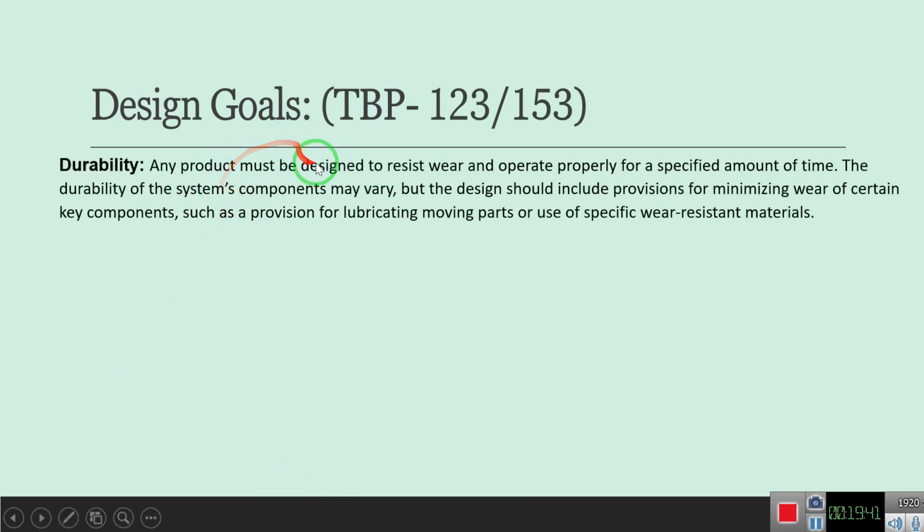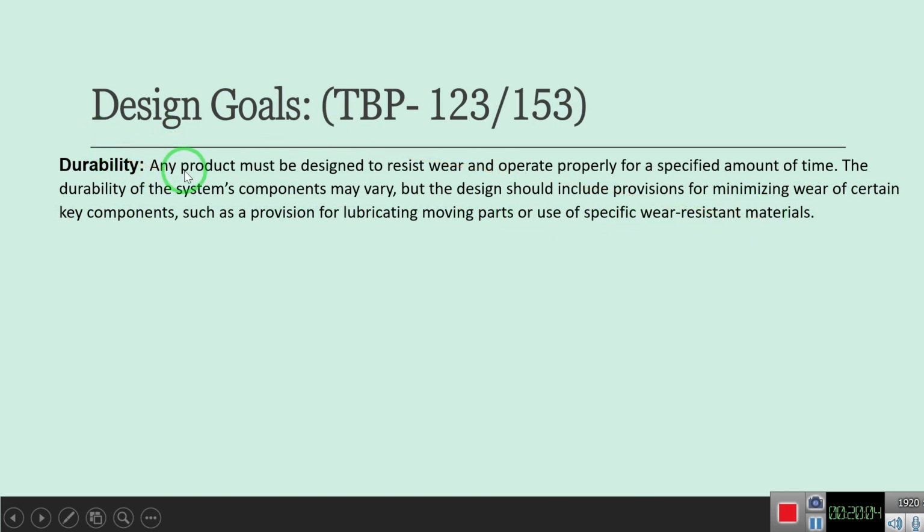Durability. Any product must be designed to resist wear and operate properly for a specified amount of time. The durability of the system components may vary, but the design should include provisions for minimizing wear of certain key components, such as provisions for lubricating moving parts or use of specific wear resistance materials.